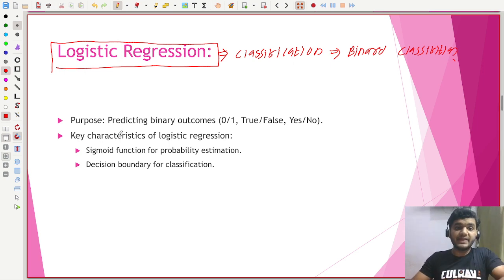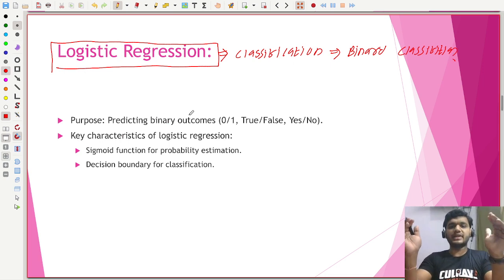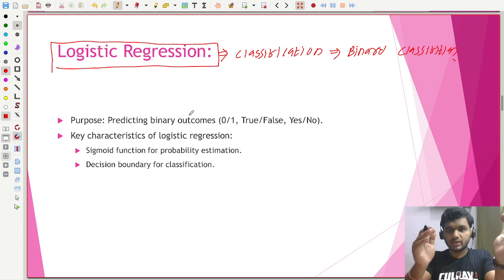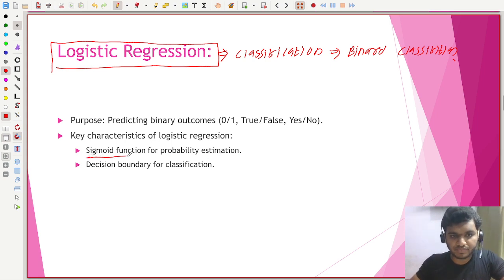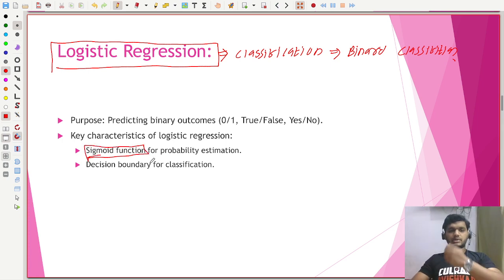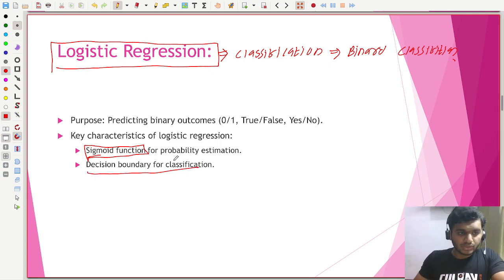So here we are predicting a binary outcome, that is 0 or 1, true or false, yes or no, spam or not spam, like this. So the key characteristics of logistic regression are the sigmoid function for probabilistic estimation, and the decision boundary for classification. We will teach one function that is very important in deep learning, that is the sigmoid function.